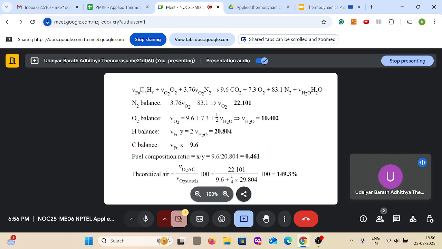Next is carbon balance: x into moles of fuel gives you 9.6. We are asked for the fuel composition ratio, so x by y is 9.6 divided by 20.804, because the moles of fuel get cancelled out, so we get 0.461. So that is the fuel composition ratio. Then we need to find the theoretical air. So theoretical air is the number of moles of oxygen divided by the stoichiometric air value required.